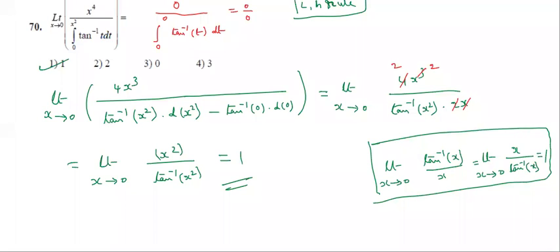Here one more 2 is there, which we have not written. So now I am writing it: 2 into 1, the answer is 2. So this is not the first option. The second option is correct. Here we made a calculation mistake.